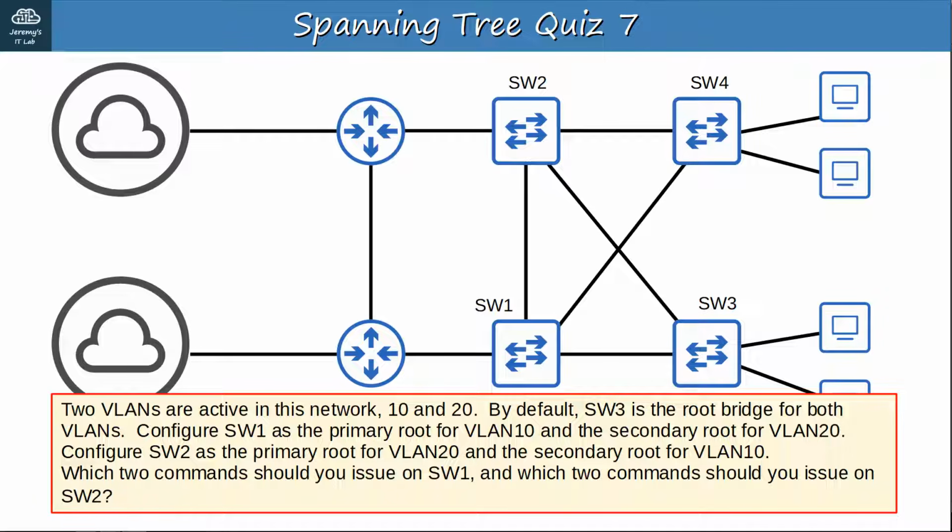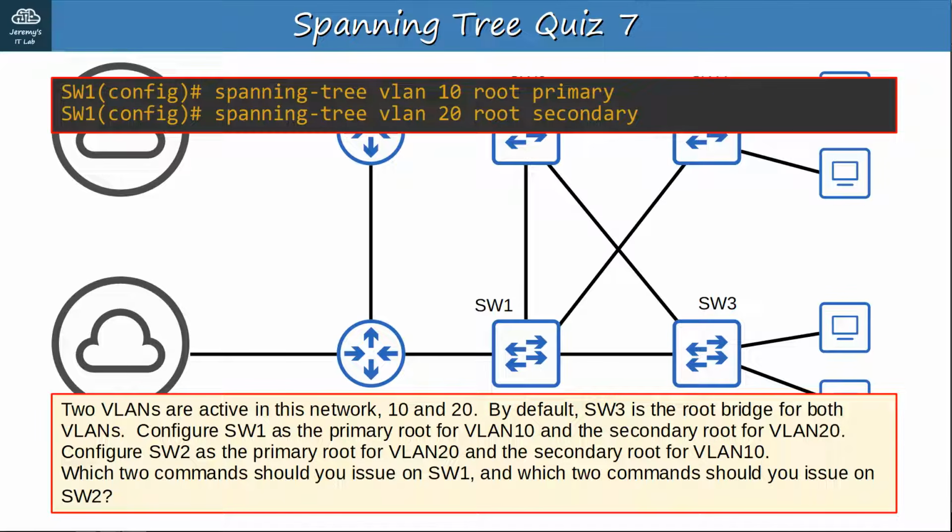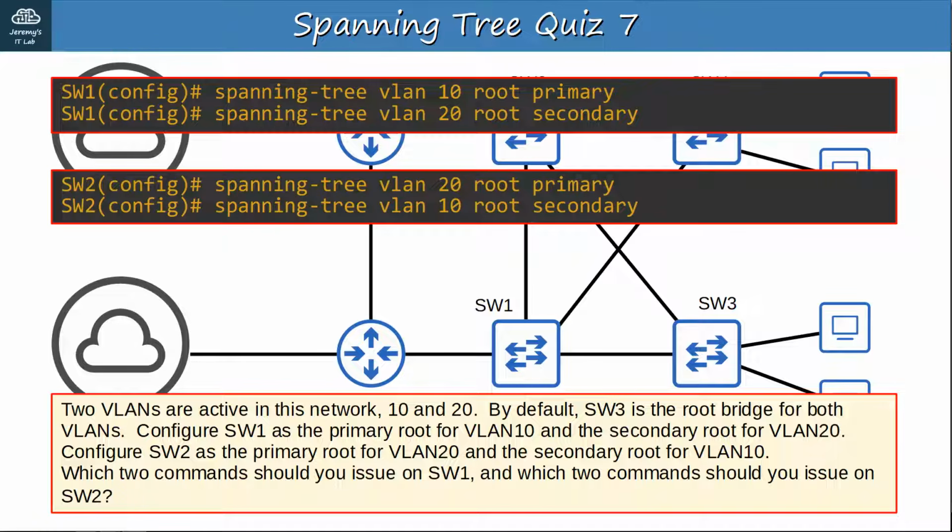Okay, let's check. We want to make switch 1 the primary root bridge for VLAN 10 and the secondary for VLAN 20. So essentially it acts like a backup root bridge for VLAN 20. So these are the commands to issue on switch 1. On switch 2, we want to do the opposite. It should be the root bridge for VLAN 20 and be just the secondary root bridge for VLAN 10. So it will have the second lowest priority in VLAN 10 and become the root for VLAN 10 if switch 1 fails. These are the commands to issue on switch 2. Basically the opposite of switch 1.